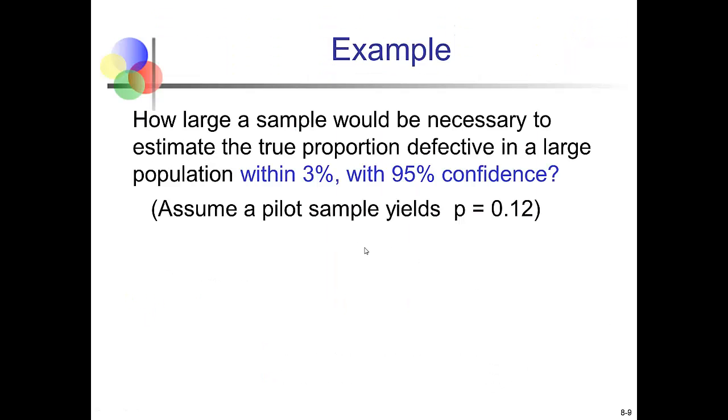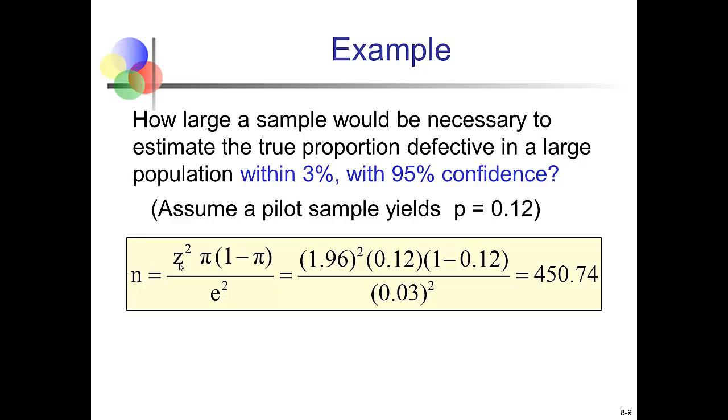So let's walk through an example of this. How large a sample would be necessary to estimate the true proportion of defectives in a large population within 3%? Notice that's our margin of error. We want to be within 3% with a 95% confidence. Assume in this case that we did collect a pilot sample and that pilot sample yields a sample proportion of 0.12. So n equals our critical value squared.